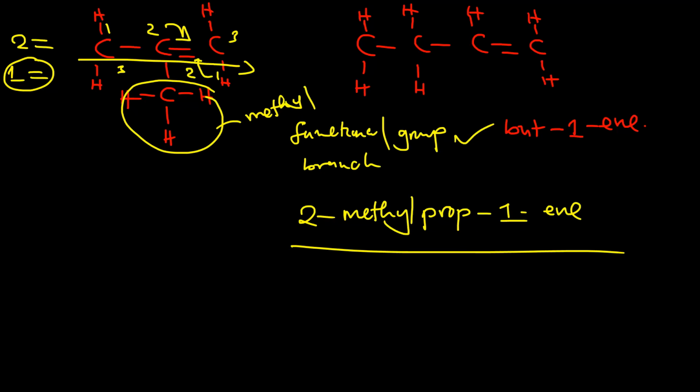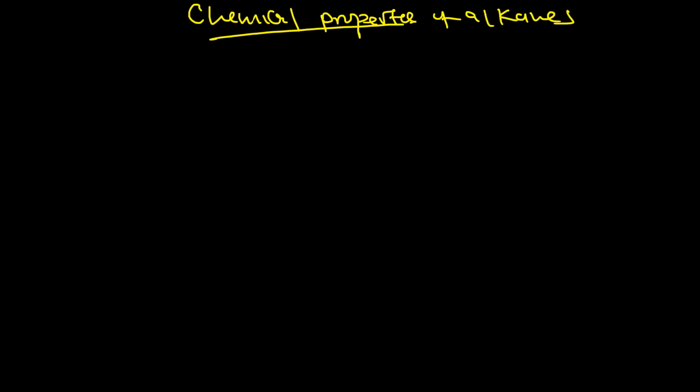Okay. So the other thing that we can look at now are the chemical properties of alkenes. How do they react? Alkenes are reactive. They undergo certain types of reactions. So we can say alkenes are reactive.